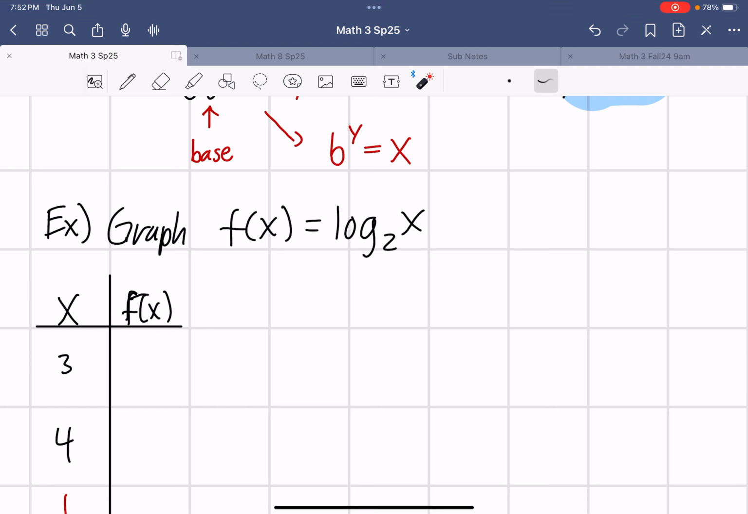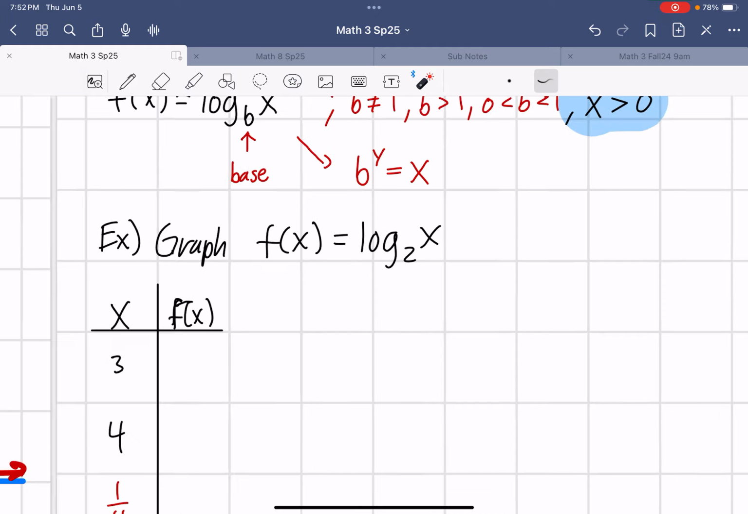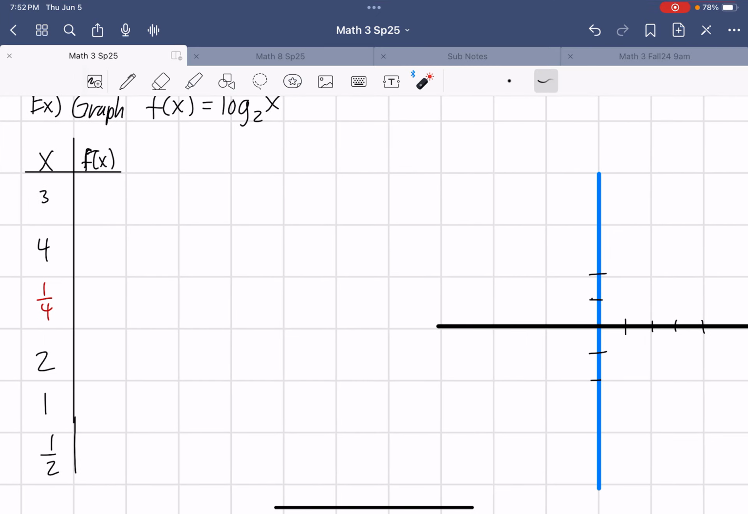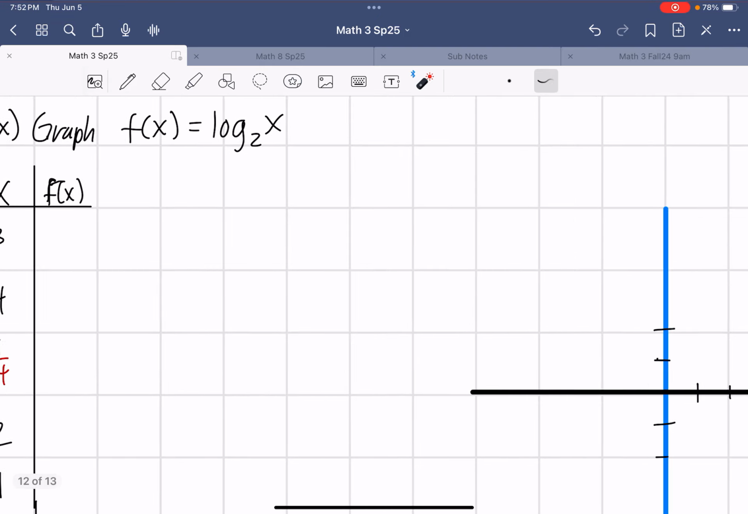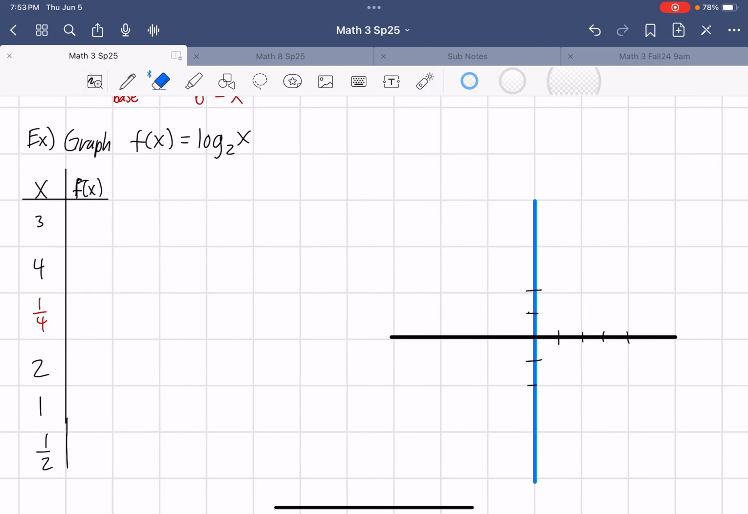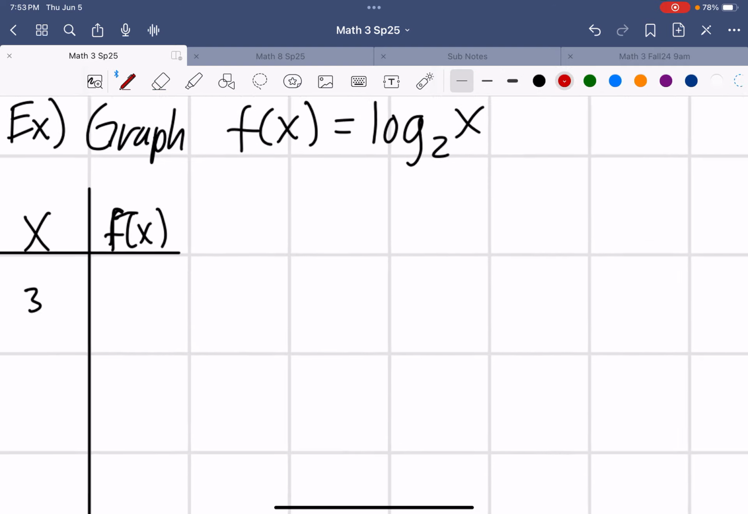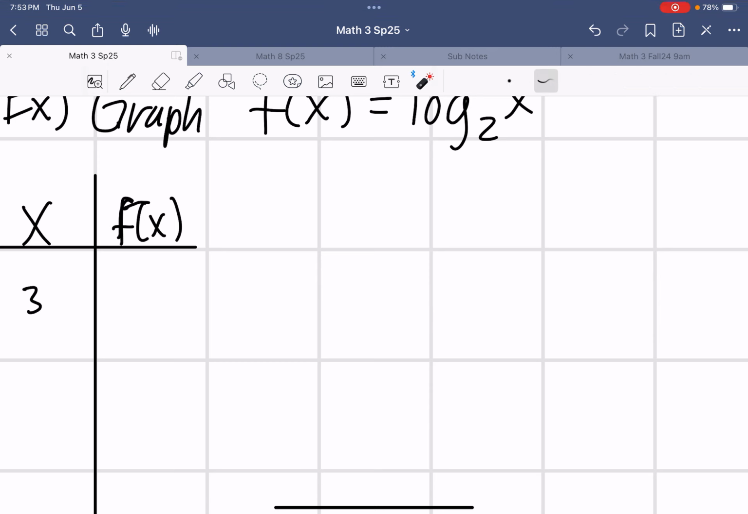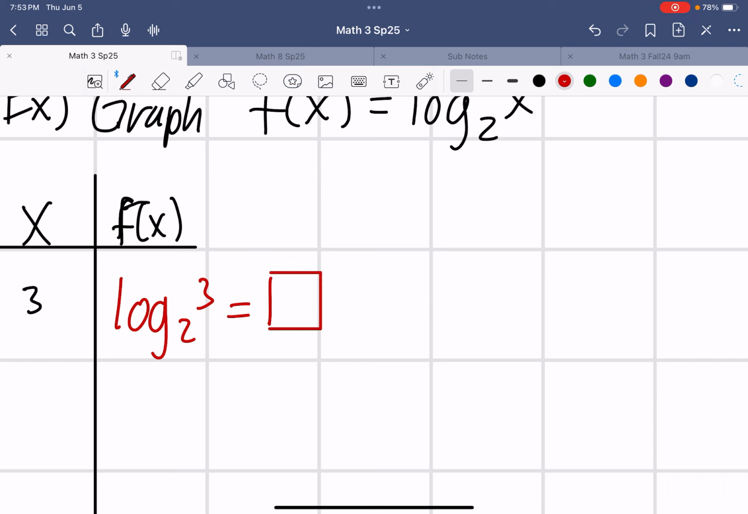Let's try sketching it. But at first glance, you're going to notice something. Let me actually erase these. When I plug in 3 into the logarithm, that's going to look like this. Log base 2 of 3. I don't know the value of this.